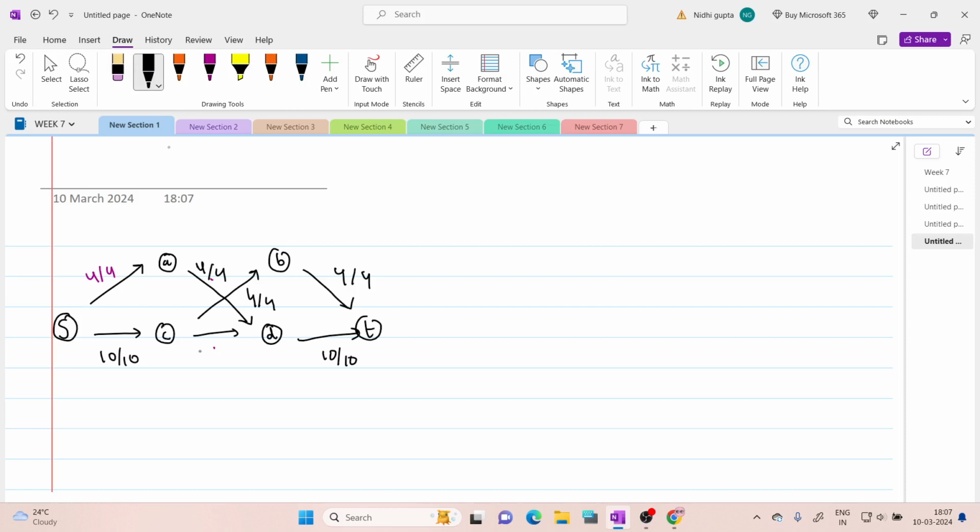This is 6 by 13. So help me in constructing the residual flow. First of all, if we want to construct the residual flow, this is G. In this there is no residual flow. Why? By looking we can see.